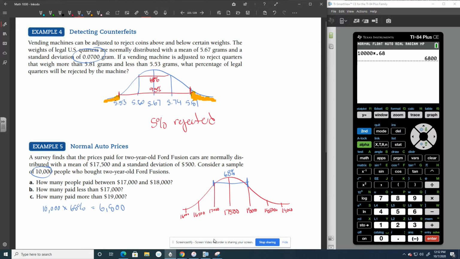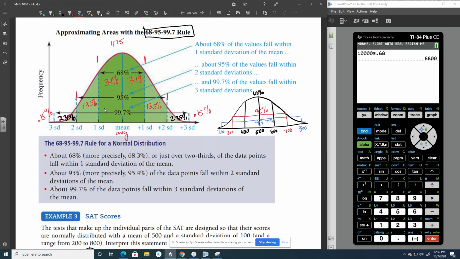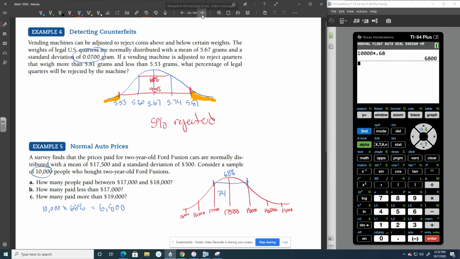Okay. How many paid less than 17,000? Ooh, this is a good question. Because I know that this amount right here is 34%. Let's go ahead and copy in our information. We've got 13.5 and 2.35, so this is 13.5, and this is 2.35, and this is 0.15.